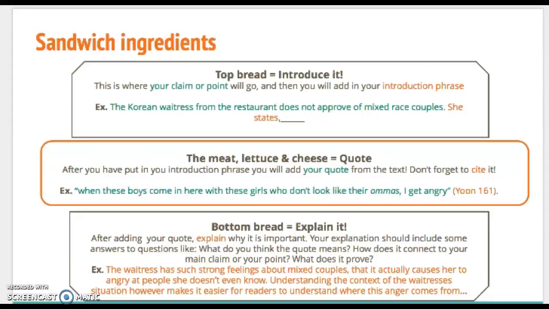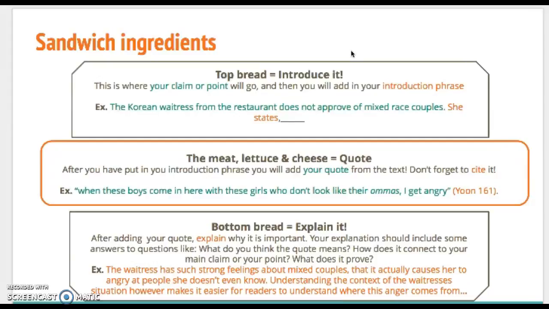All right, so here's the visual for our sandwich technique. This just is here to help you guys remember what it means to use the sandwich technique in your writing. So here we have the top bread, which is the introduction part. Now I know we talked about this a little bit in the last forum, but we will just review.